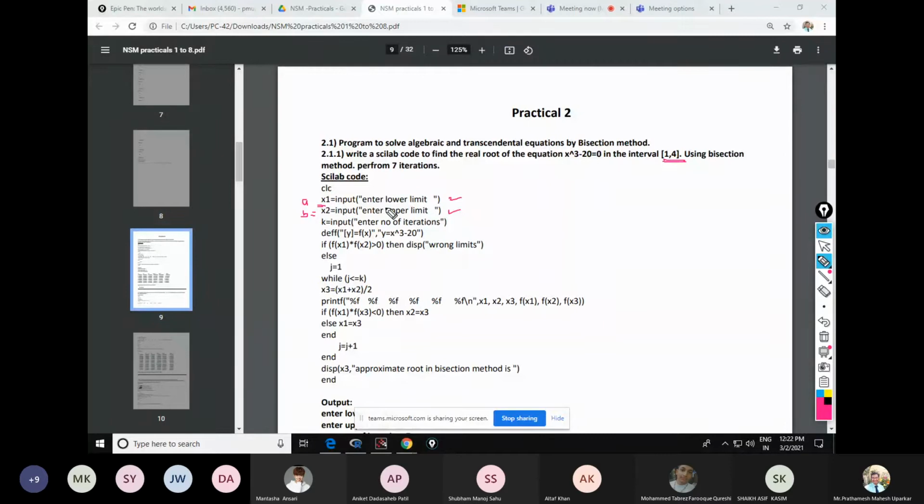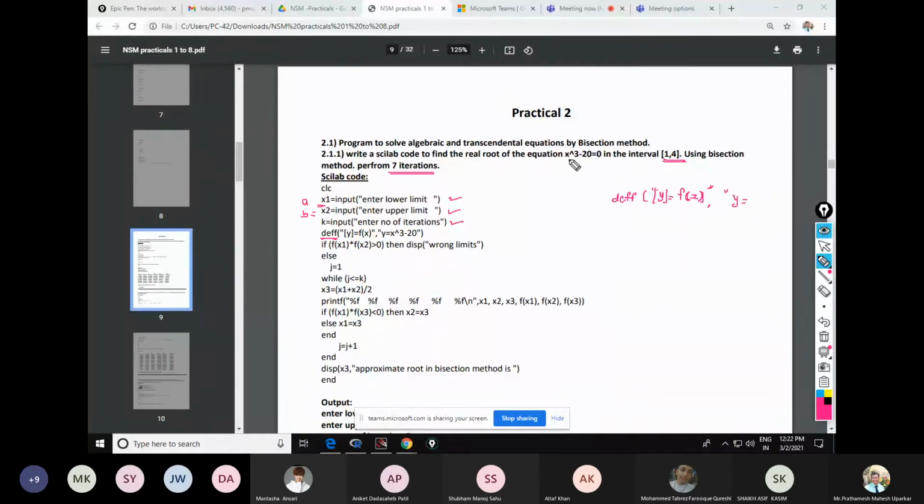Next, input the number of iterations. How many iterations have been asked to perform? How many iterations do we need to perform? 7 iterations we need to perform. Okay, so that is the value of k. That's done. Then here a function is given. The syntax is def. In def, the first bracket defines what this function is. y is equal to f of x, or you can write y in the bracket, y is equal to f of x, and you define what the value of y is.